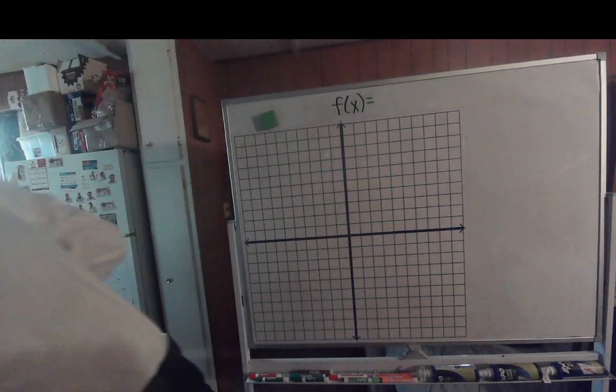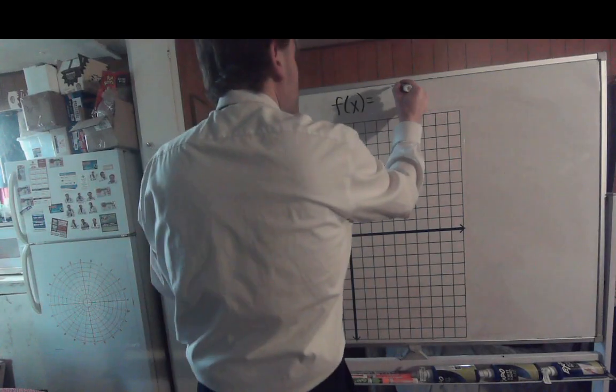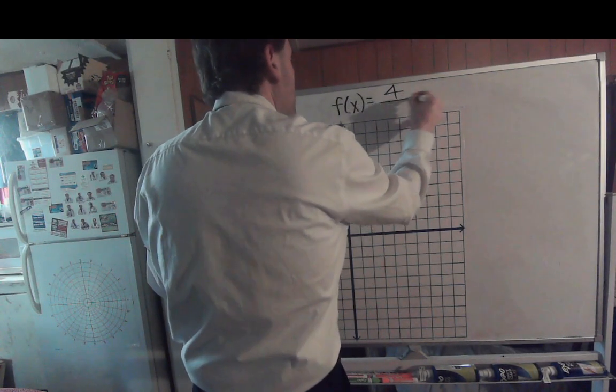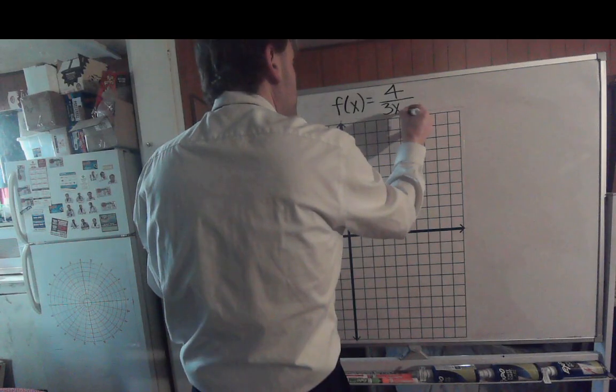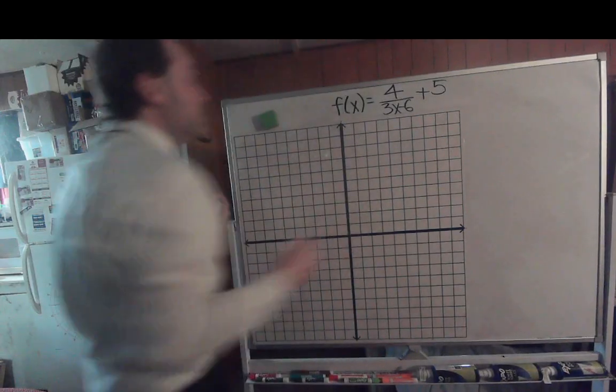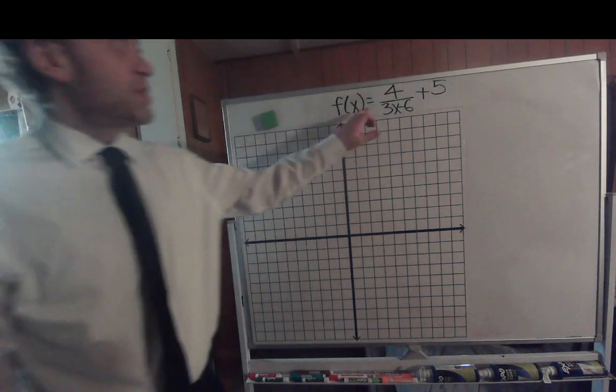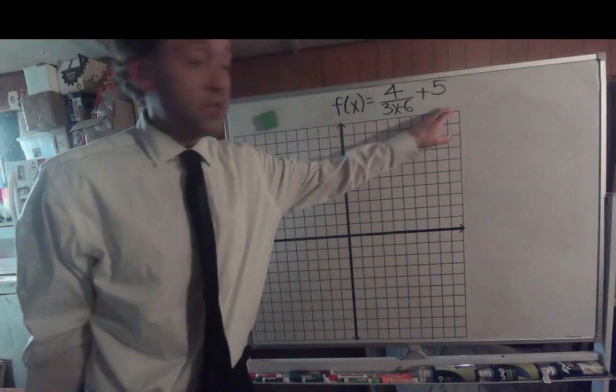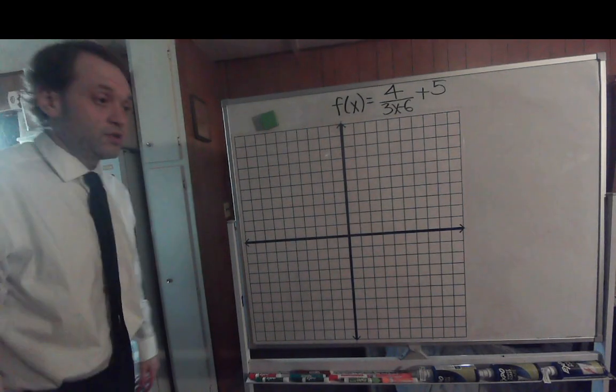So let's do 4 divided by 3x minus 6 plus 5. So we have 4 divided by 3x minus 6, all that plus 5. What are we going to do?